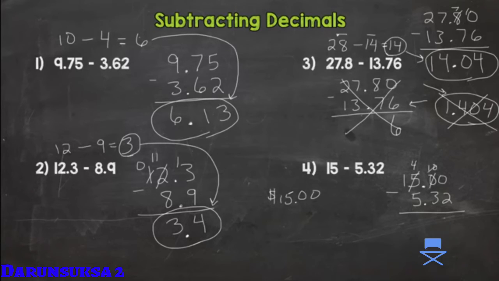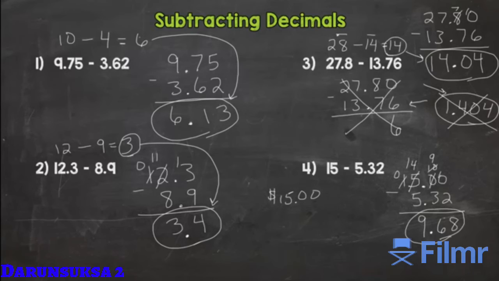This turns to a 10. Well, we got to borrow 1 from that. So we get to 10 minus 2, which is 8. 9 minus 3 is 6. Dot, dot, dot. Bring that decimal straight down. Cannot do 4 minus 5, so we need to borrow again. And we get to 14 minus 5, which is 9. And we have 9 and 68 hundredths.